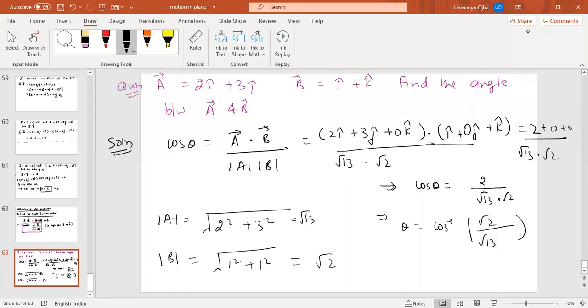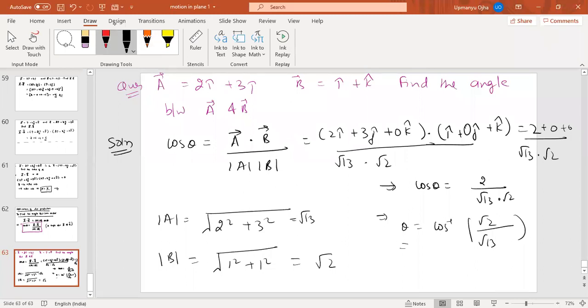Okay, fine. I hope you understand here. I think you got this point or not. If k cap is not written here, which means 0 k cap. Here j cap is not written, which means 0 j cap. Okay, fine. So this is the answer for the angle theta.